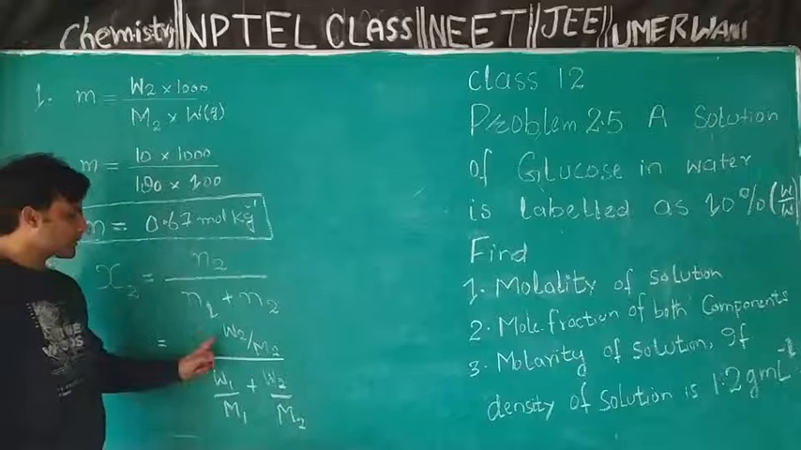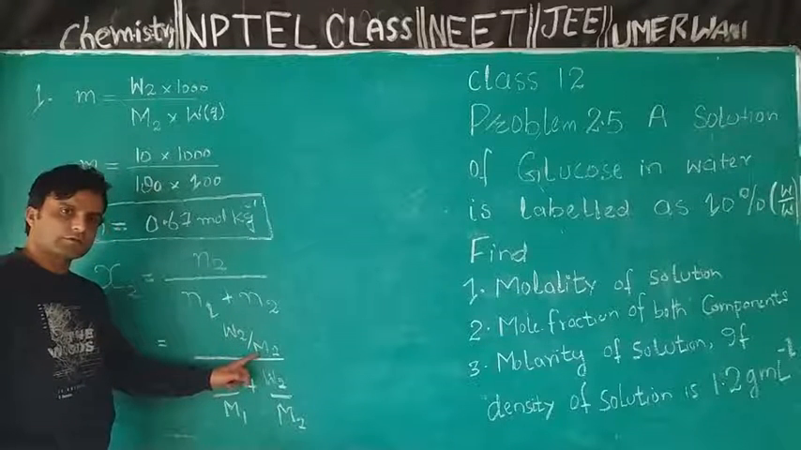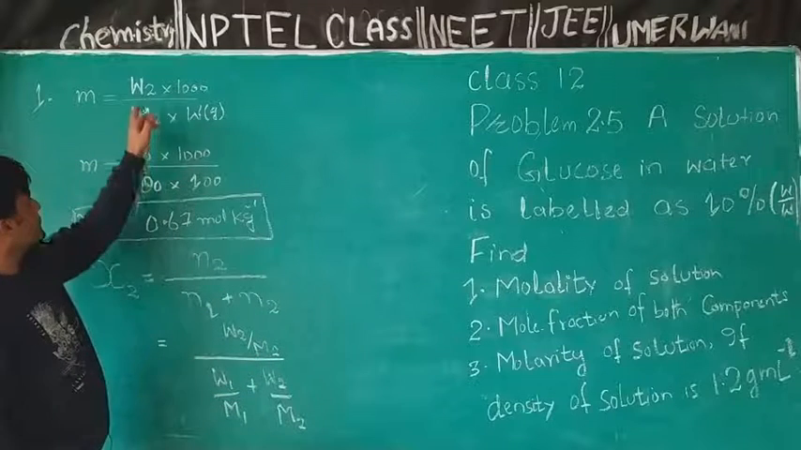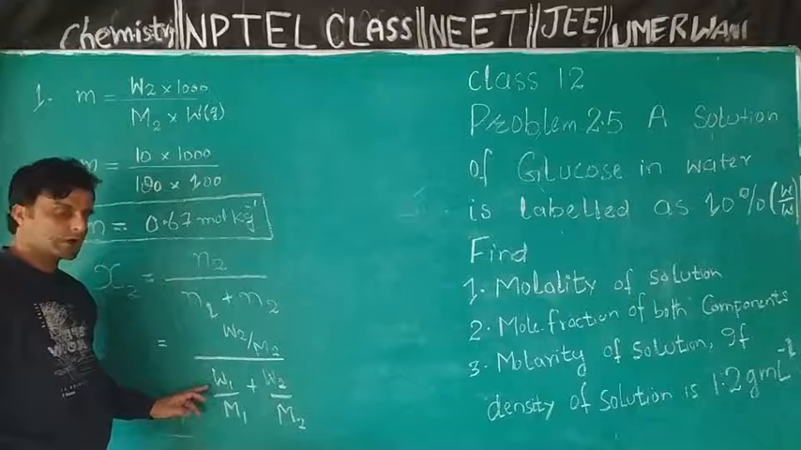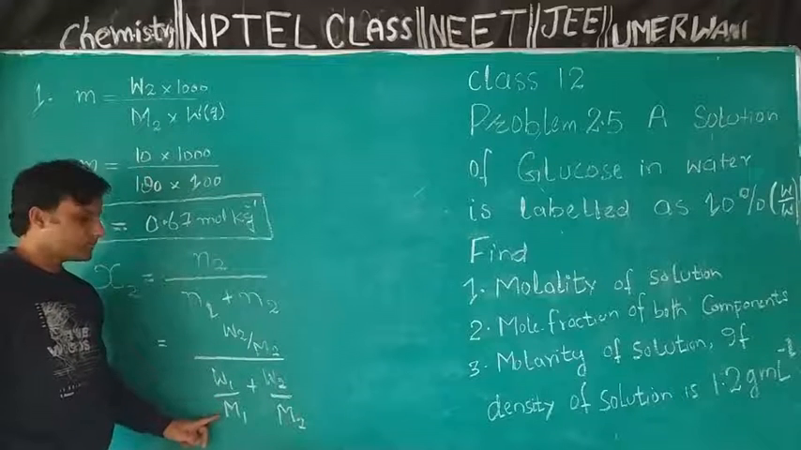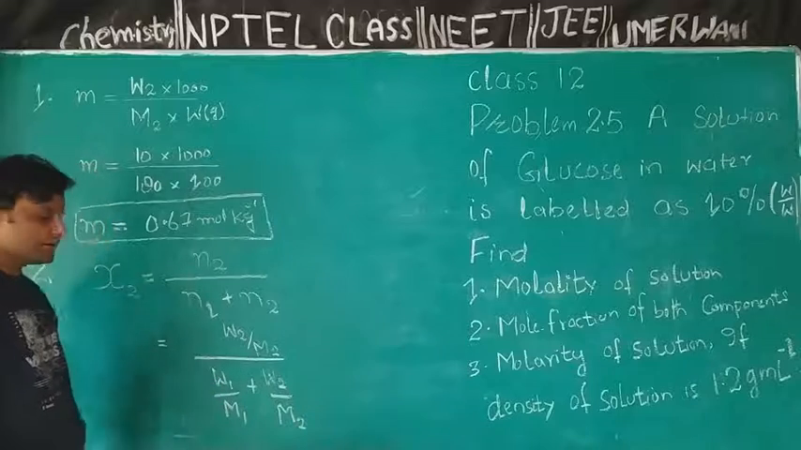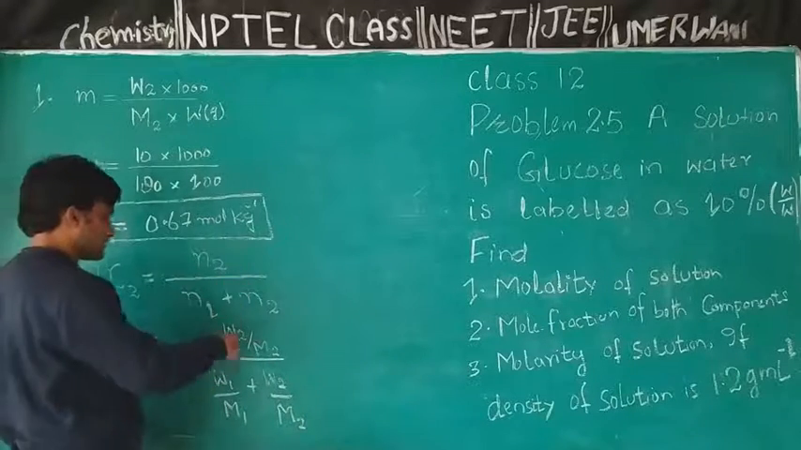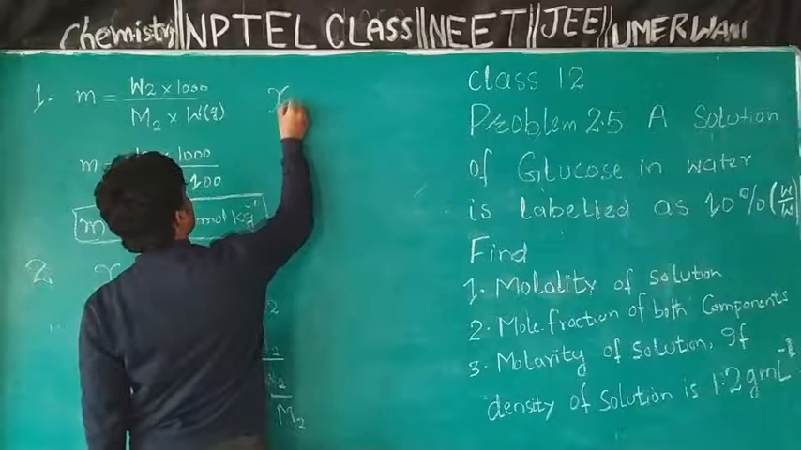Now what are these parameters? W2 is given mass of solute, M2 is molar mass of solute glucose, known to me: 10 gram and 180 gram. W1 is mass of solvent, 90 gram, M1 is molar mass of solvent water, 18 grams. Here again I will substitute values of these known parameters.